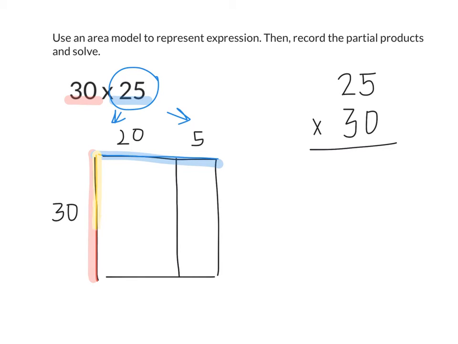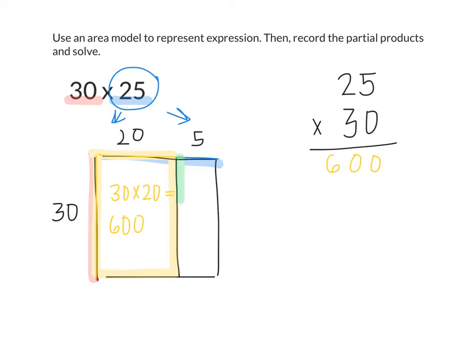So how can I find the area of this first smaller rectangle? I can do the length times the width, or 30 times 20. So inside the area model, write 30 times 20. That's the same as 3 tens times 2 tens, right? So what's 3 times 2? 6. What's 10 times 10? So what's 3 tens times 2 tens? 600. Good. So inside, right. And let's record the partial product. The first partial product is 600.